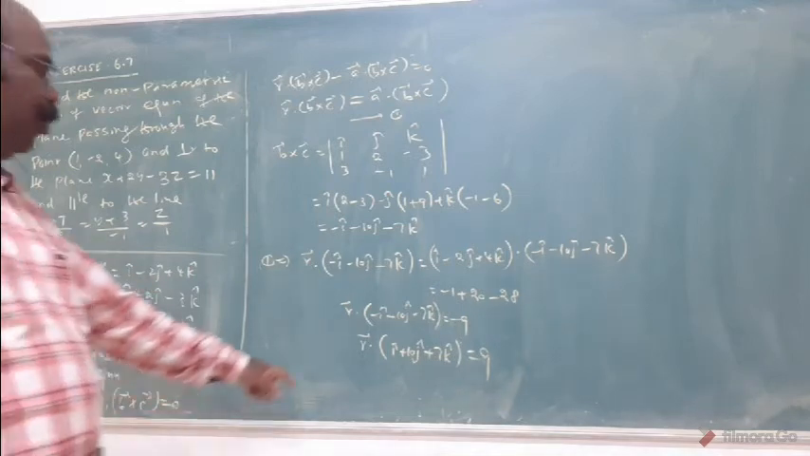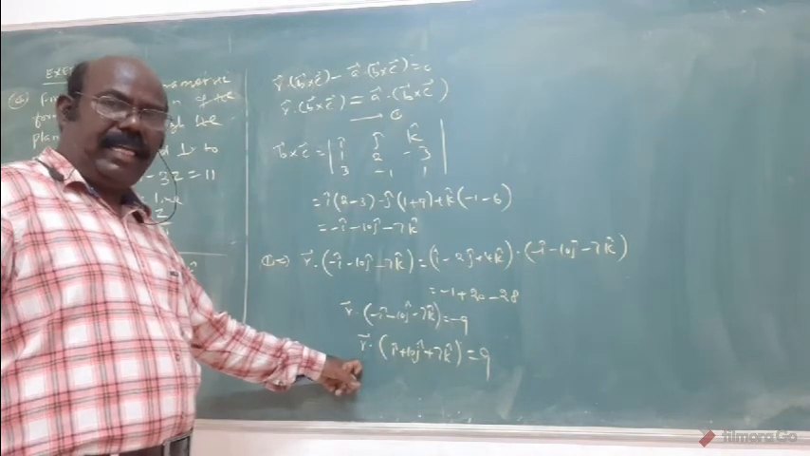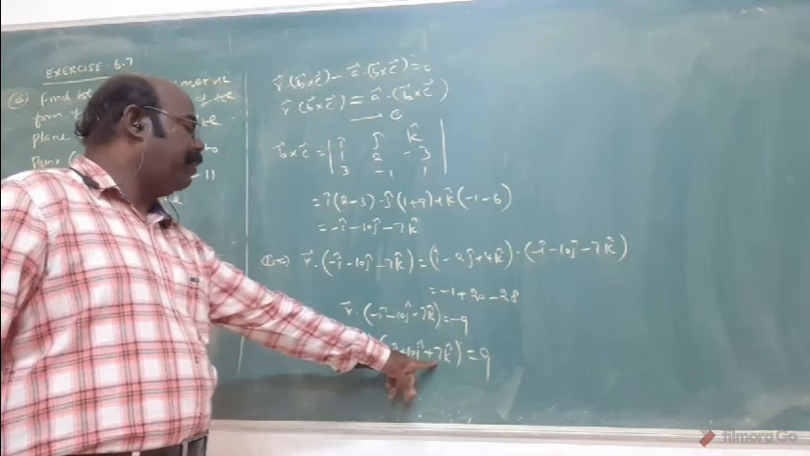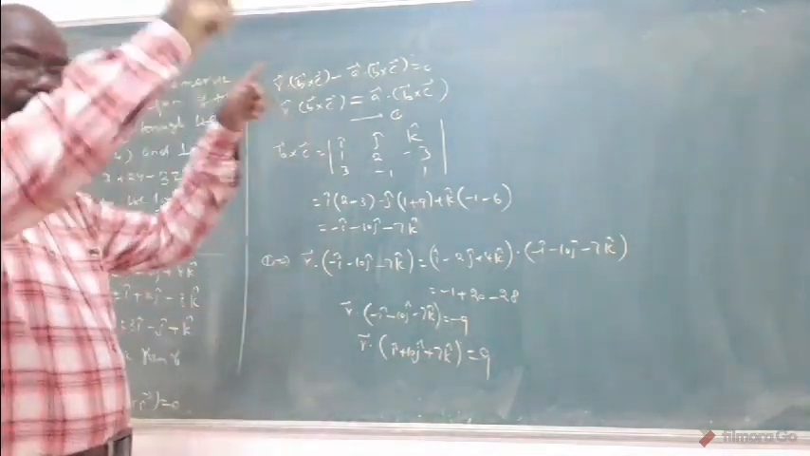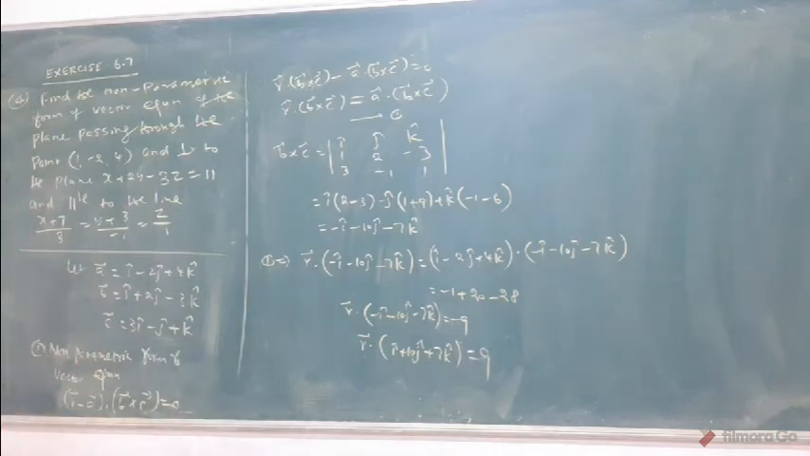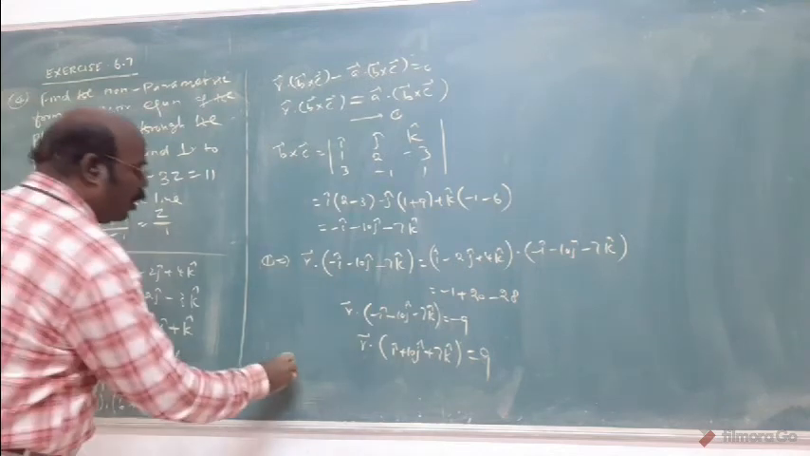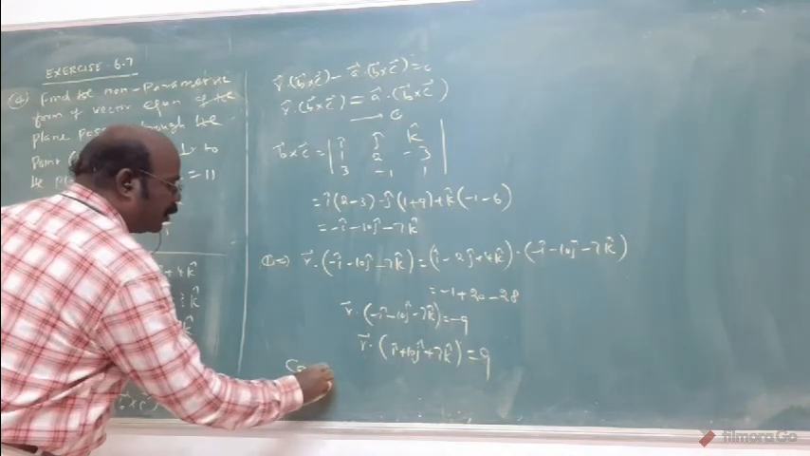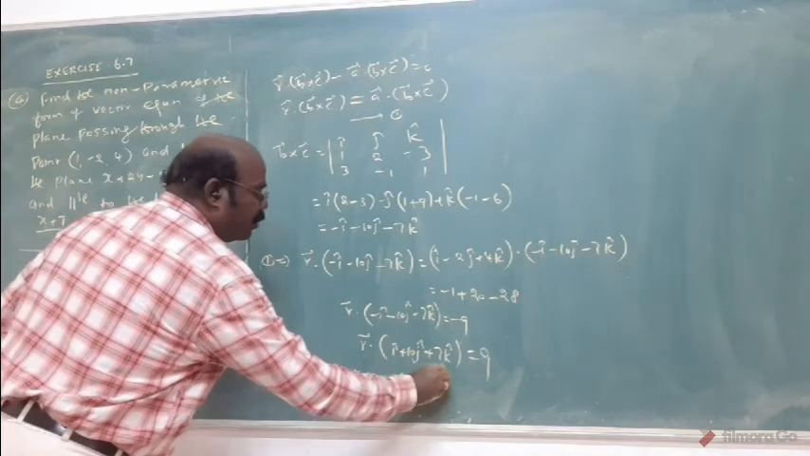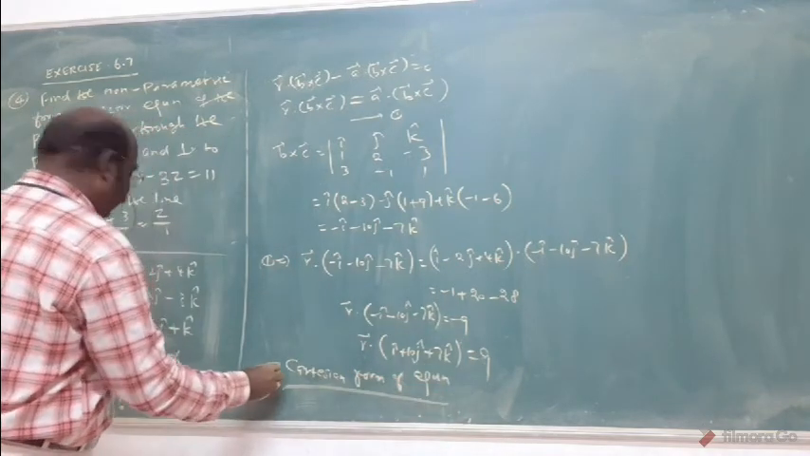Put r vector equal to xi, yj, zk. Then x plus 10y plus 7z is equal to 9. That is the answer. You need not use the first formula, x minus x1, y minus y1, z minus z1, though using that formula also gives the same answer. But the easy method for the Cartesian equation is this. This is the next part.